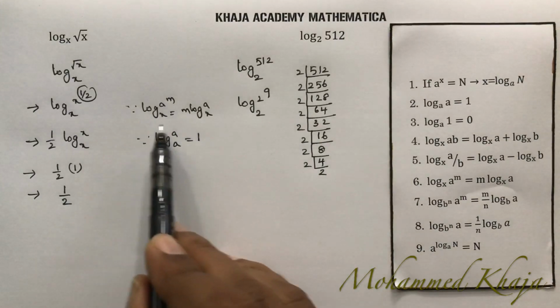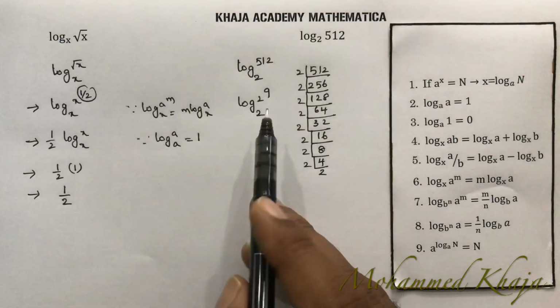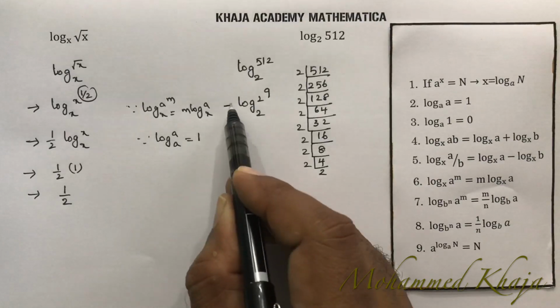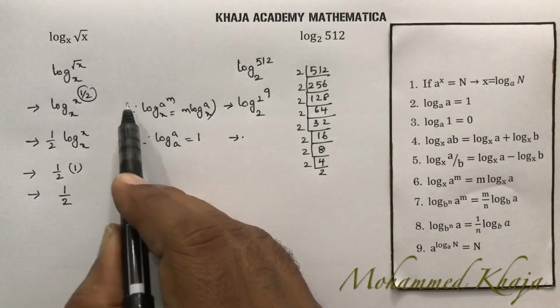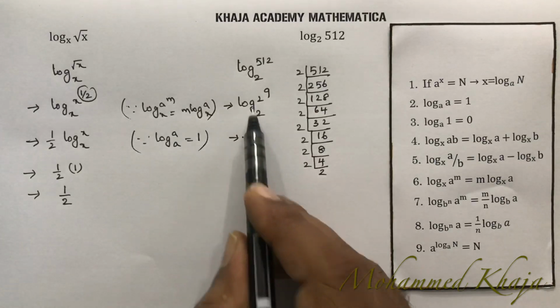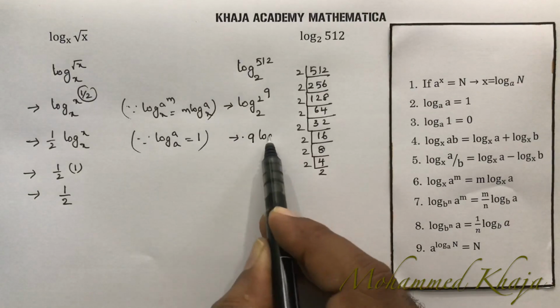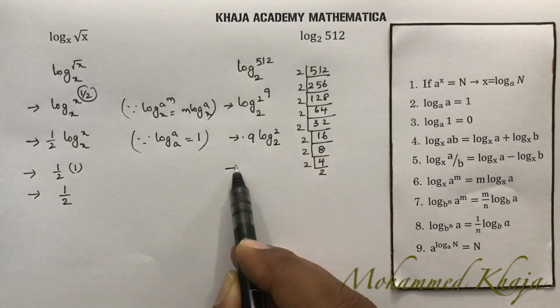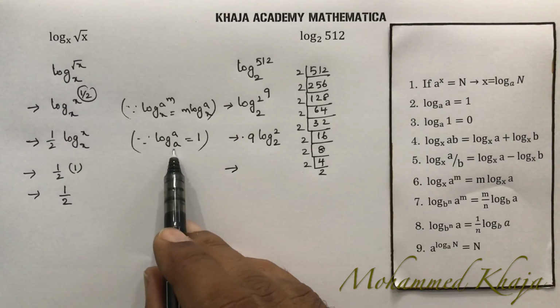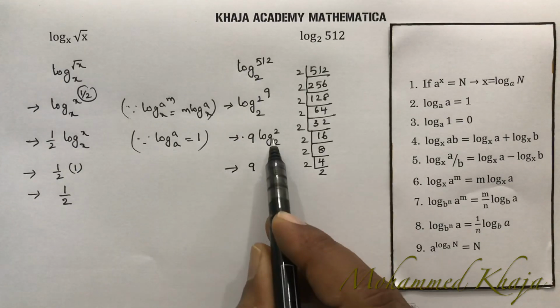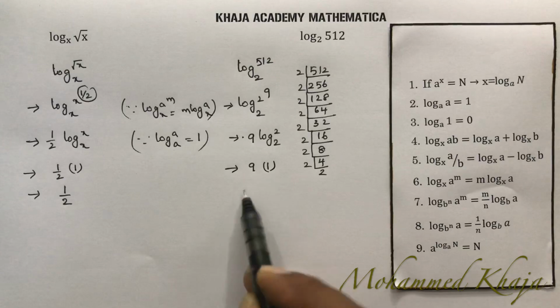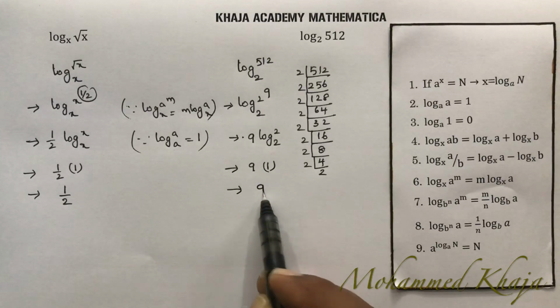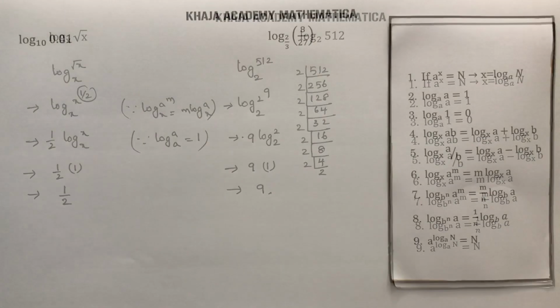So the same formula applies: log a power m. Applying it here, we get 9 log 2 to the base 2. Again, the logarithm of a number to the same base, log a to the base a, is 1. So 9 times 1 is 9.